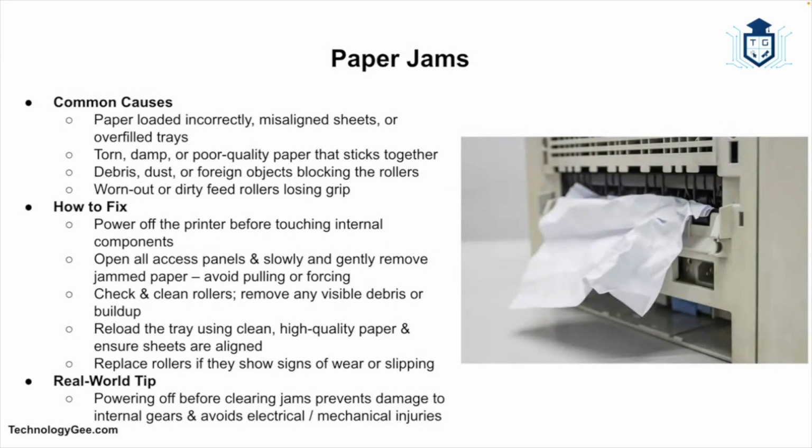How do you fix this? Well, you want to gently remove jammed paper from all access points and never yank it out. You want to inspect the rollers for debris or damage. You want to use good quality paper and not overfill the trays. And you want to replace rollers if they're visibly worn. Now, as a real world tip, you always want to power off the printer before removing jammed paper to avoid any type of mechanical damage.